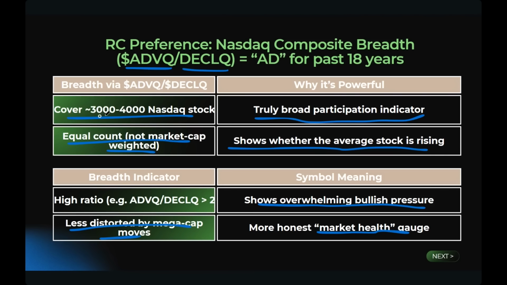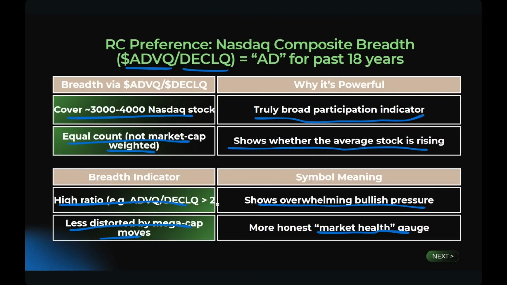It covers 3,000 to 4,000 Nasdaq stocks. It's truly a broad participation indicator. Equal count, not market cap weighted. So it shows whether the average stock is rising. ADVQ divided by DECLQ, I call it the AD ratio. If this AD ratio is high, like greater than 2 or even 3, it means the advancing stocks are doubling the declining stocks. So it is a very bullish pressure.